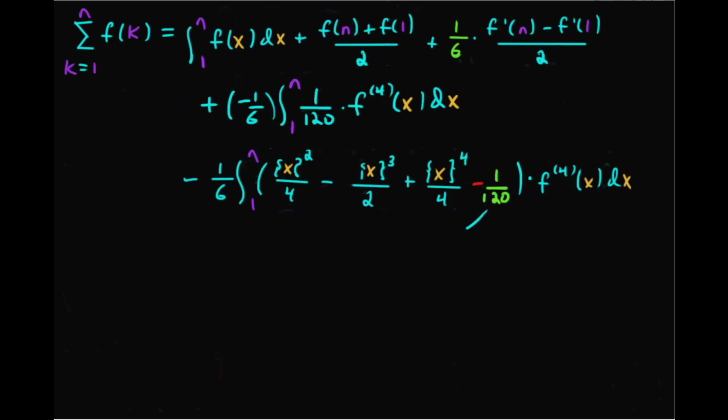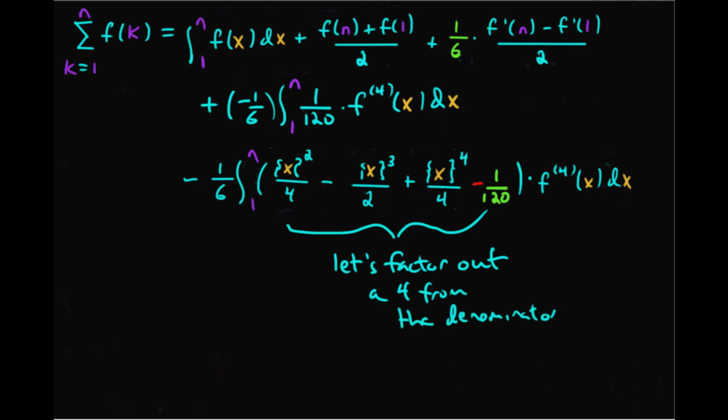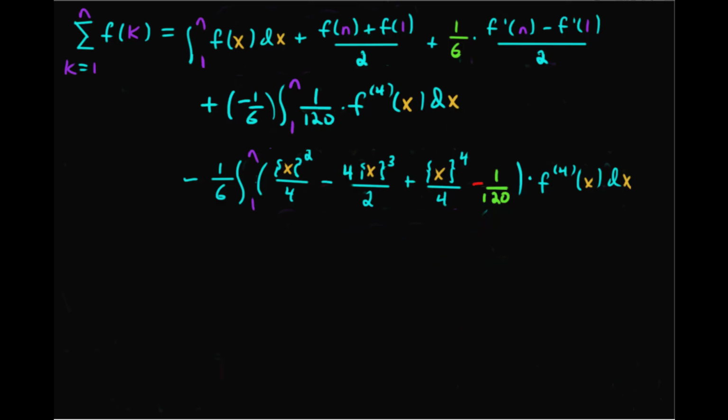Now I'm just going to rearrange those two terms so that the integral is the last term on the right-hand side of this equation. And I just want to simplify the integral a little bit by factoring out a 4 from the denominator in all of those terms. So to do that, I have to multiply that middle term, fractional part of x cubed over 2, by 4 over 4. And then when I do that, I can factor out a 4 from all of these terms inside the integral, and I'm left with this integral being equal to negative 1 over 24 times the integral from 1 to n of the fractional part of x squared minus 2 times the fractional part of x cubed plus the fractional part of x to the fourth minus 1 over 30, close parenthesis, times the fourth derivative of f of x dx.